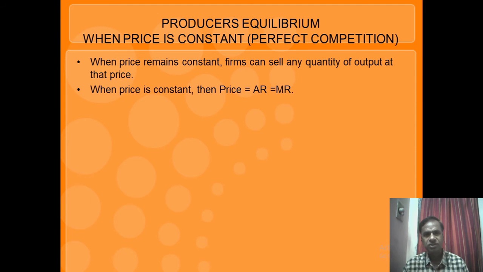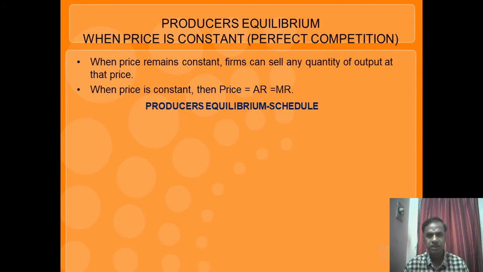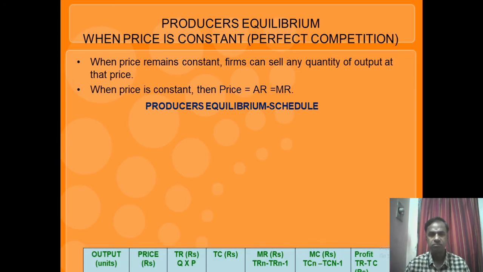When price is constant, then price is equal to AR is equal to MR. That we studied in the revenue. When the price is constant, price is same, then AR is equal to MR. We also studied AR is equal to price. Then let us discuss the producer's equilibrium with the help of a schedule.